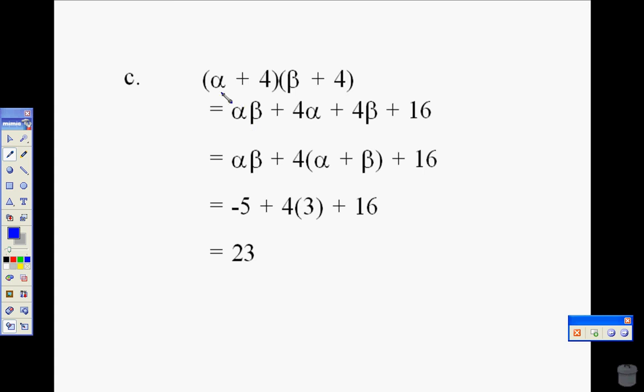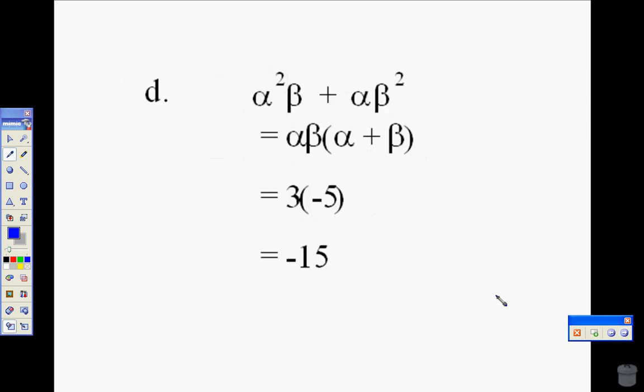But as long as we can get down to the product or sum, we can work the question out. So expand our brackets as we normally would, gives us alpha times beta. There's our product of the roots. Alpha plus beta is almost there, but if we factorise 4 out, there we go. We have the sum of the roots, which we know is 3. We know the product is minus 5. We can do our calculation now, and alpha plus 4 times beta plus 4 is equal to 23. We didn't know what the roots were, but we can do that calculation.